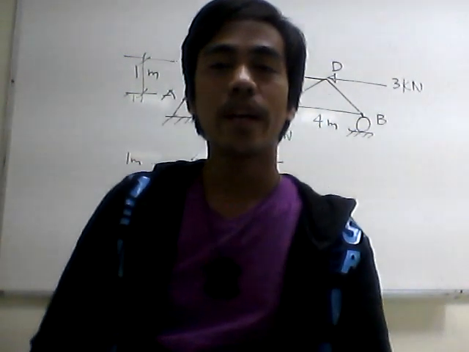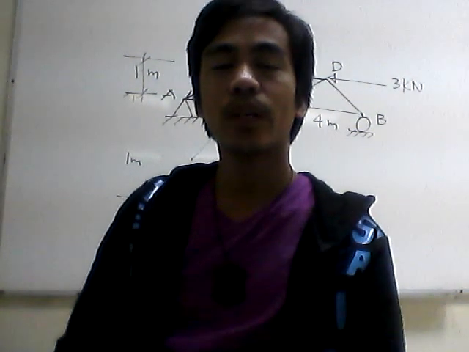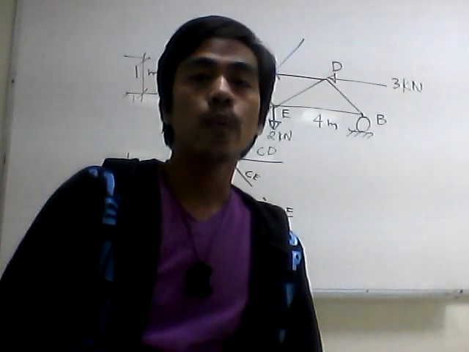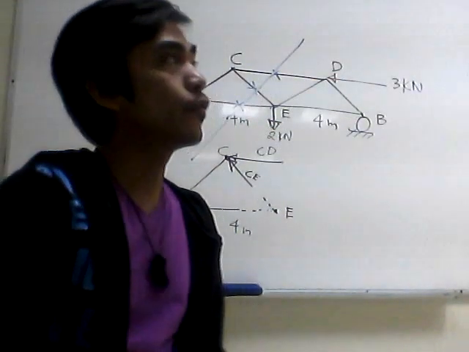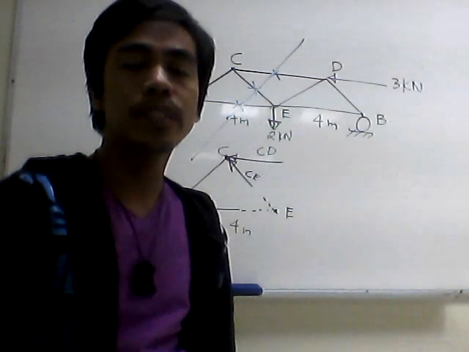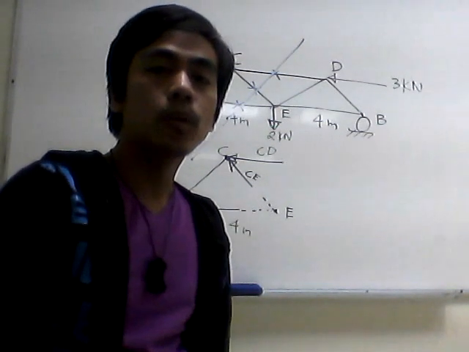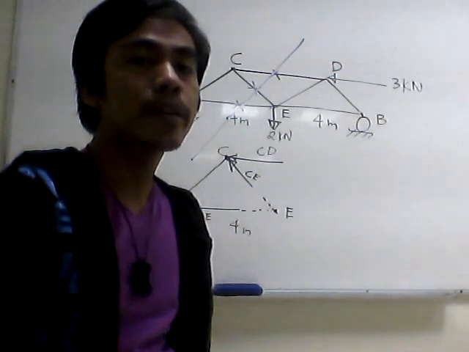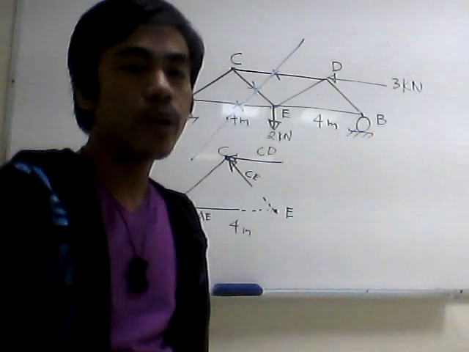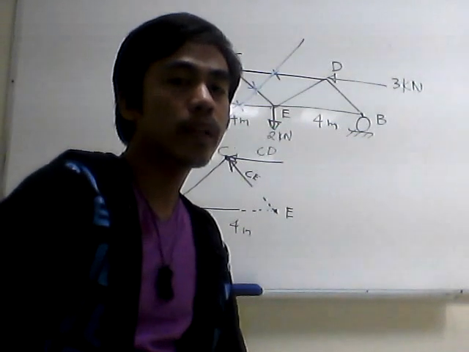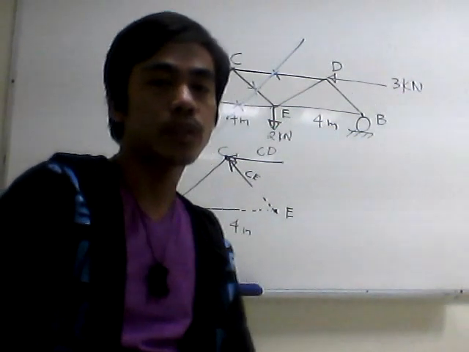Hi guys, today we are going to continue the discussions of the analysis of plate trusses. Last time, we considered the use of the method of joints in analyzing plate truss, in which we consider the equilibrium of each joint to solve for the member forces. This time, we are going to analyze truss by the second method. We call it the method of sections.